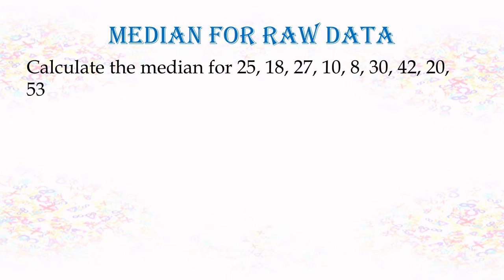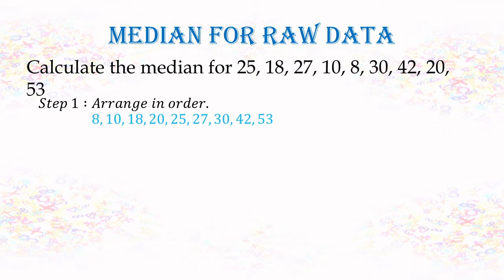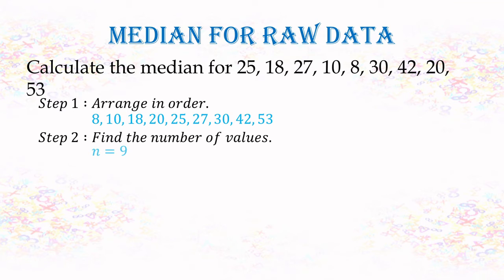Now let us consider this raw data. Here the data is not arranged in any order initially. So the first step would be to arrange the data in an order. Say if I arrange them in ascending order, it would look something like this. And now if we look at this data, we have got 9 discrete values. So the value of n would be 9, meaning the number of observations in the data.